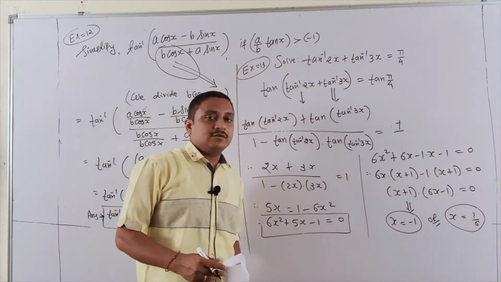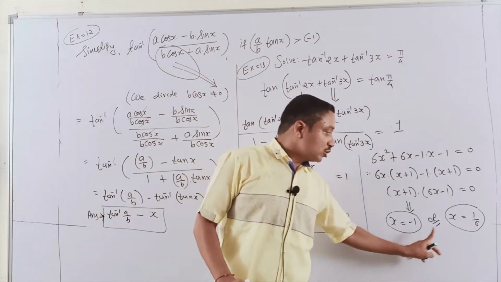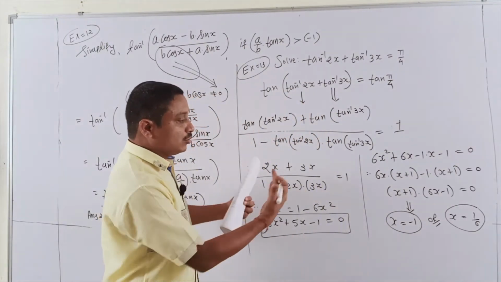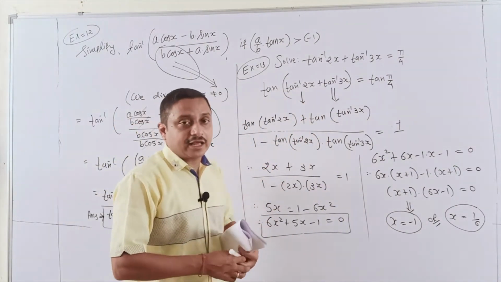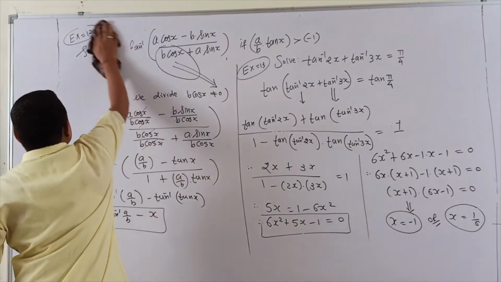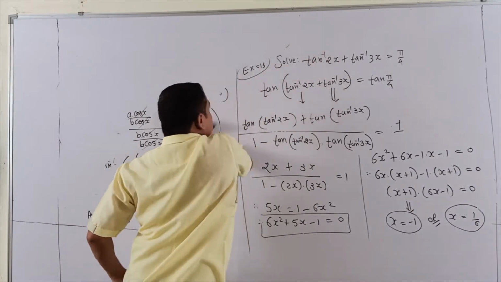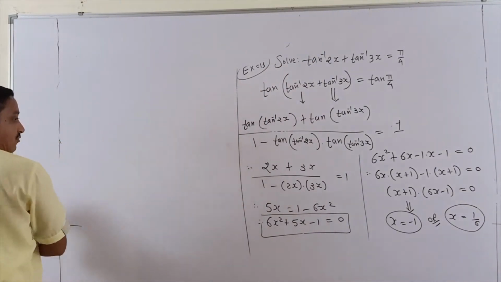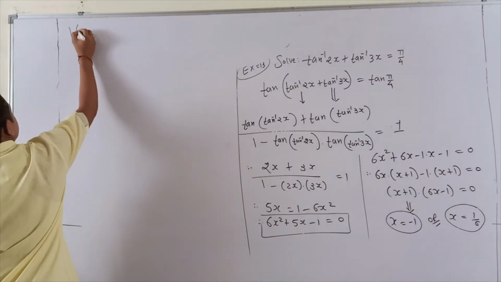So finally you get x is equal to minus 1 or x is equal to 1 by 6. Now let's check if both answers are true. Sometimes both are true, sometimes both are wrong, sometimes only one is true. So verification is necessary.